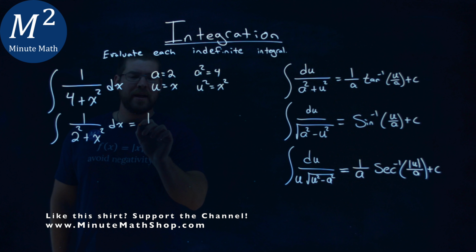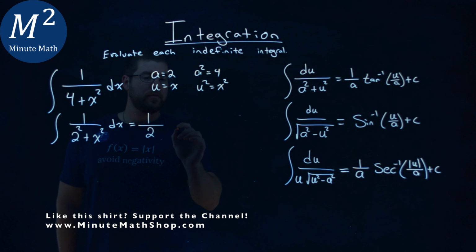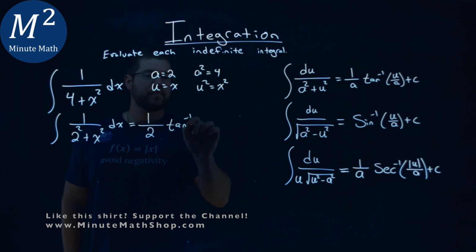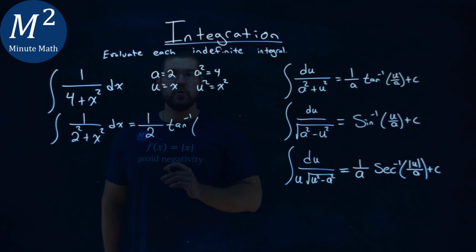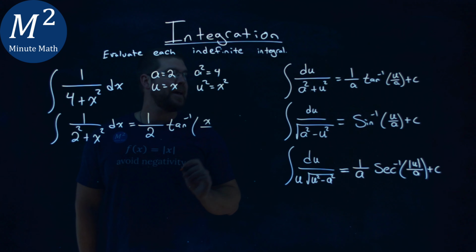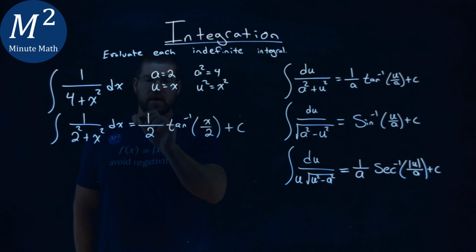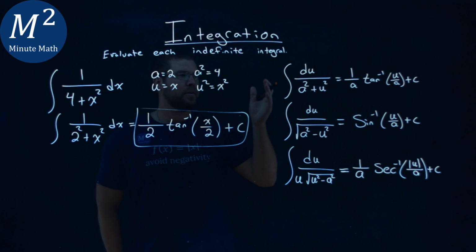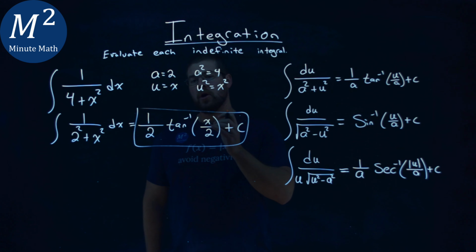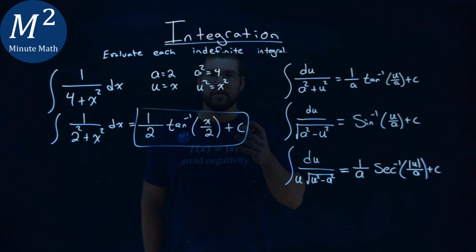1 over our a value, which is 2, so 1/2, times the arctan of, just plug and play here, our u value x over our a value 2. And don't forget our plus c. And so the integral here, just using our definition, is 1/2 arctan of x over 2 plus c.